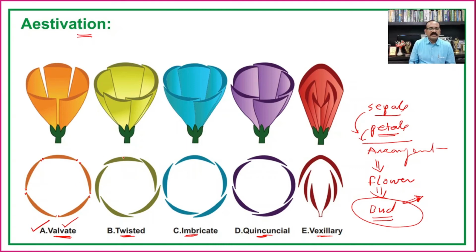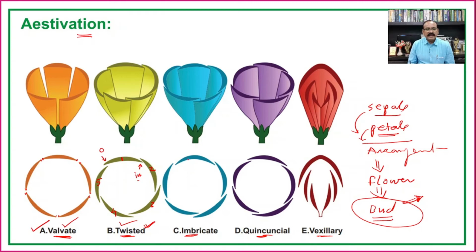But if you see the second figure, this one is the first, second, third, fourth and fifth one, and in every sepal or petal, one side is outer and another side is inner. So if in all the petals one side is inner and another side is outer, then we can say that all the petals are alternate with each other, and such a type of estivation in which all the petals alternate with each other is known as the twisted type of estivation.